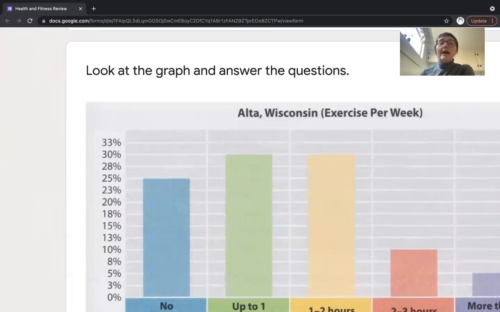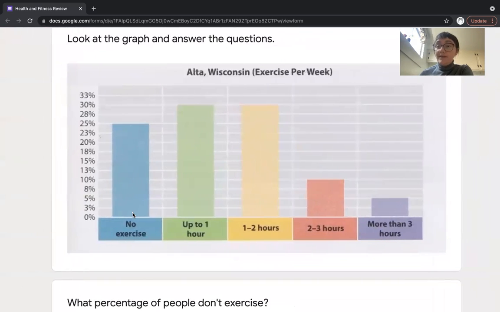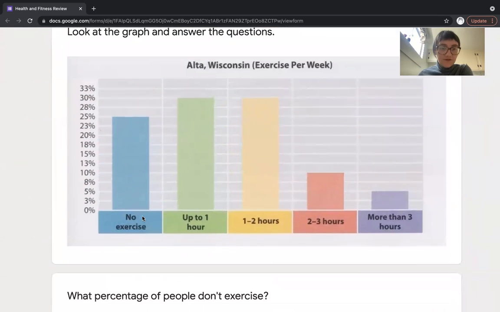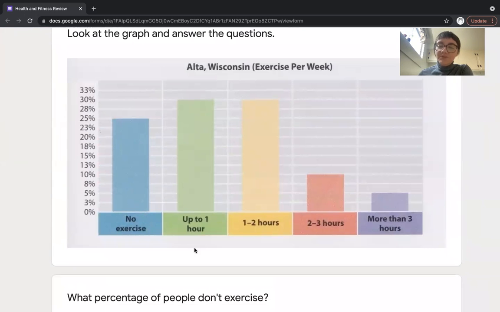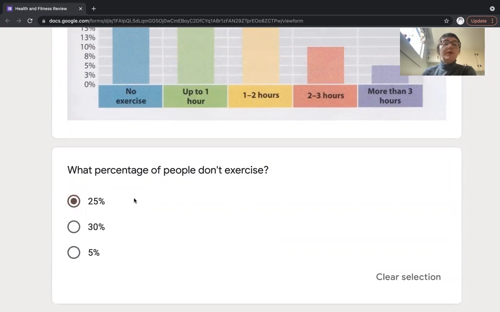Okay, the next part says, look at the graph and answer the questions. So here's the graph on the exercise that we did in one of our lesson videos. What percentage of people don't exercise? We have no exercise, up to 1 hour, 1 to 2 hours, 2 to 3 hours, or more than 3 hours. We want to find no exercise, and that one is at 25%. So people who do not exercise, 25%.